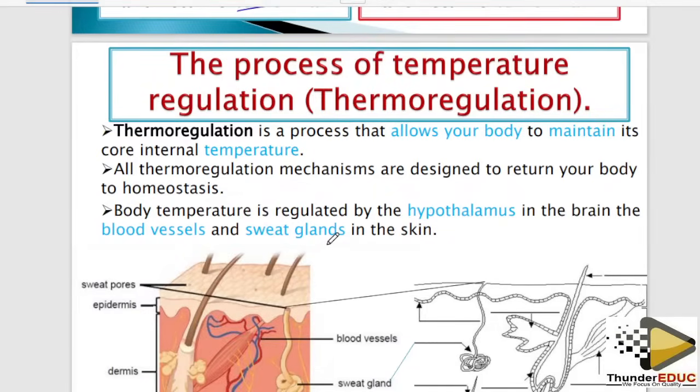The process of thermoregulation. When you talk about thermoregulation, what comes into your mind? Thermo means heat, temperature, thermometer. Whenever I talk about thermo, we have to talk about heat, temperature. Regulation is control. Basically, you are controlling the amount of heat in the body. So thermoregulation is controlling the amount of heat in the body.